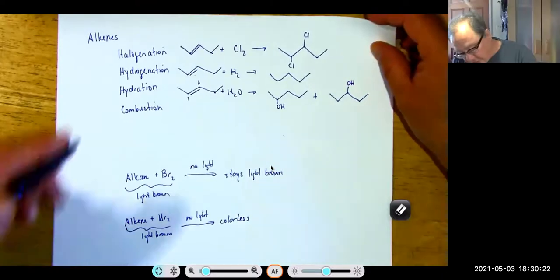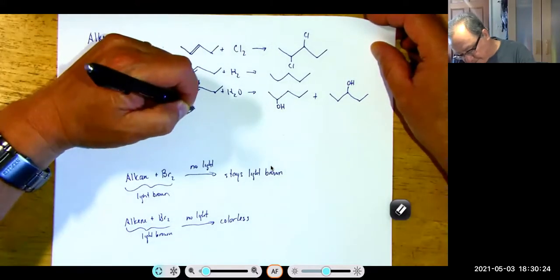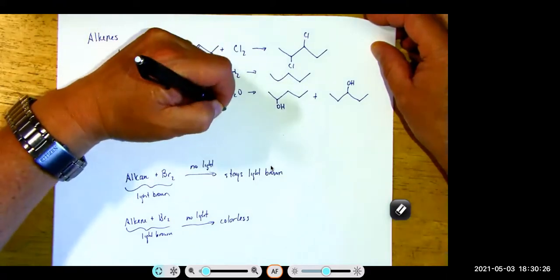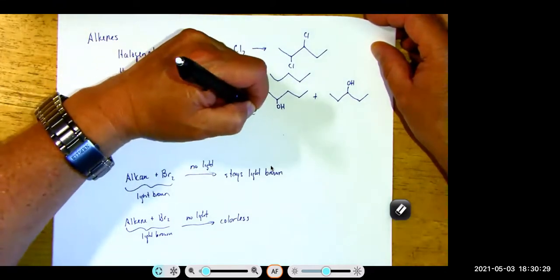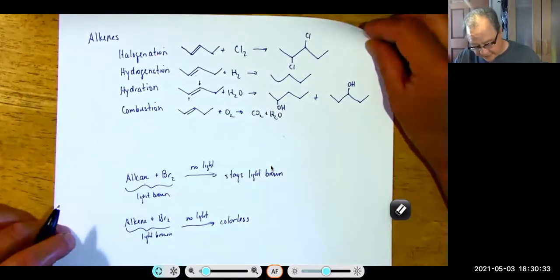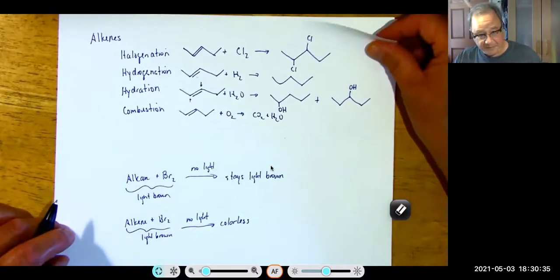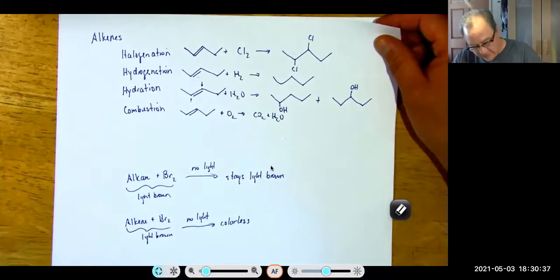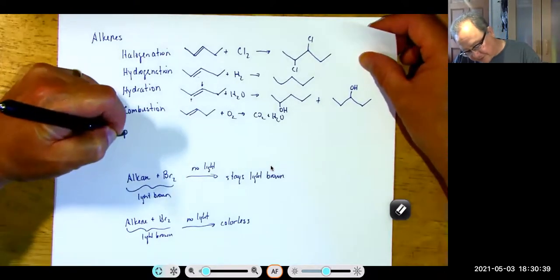And then combustion, of course, what's going to happen? Plus O2. And what do you get? CO2, H2O. There you go. So you should know these reactions with alkanes, plus one more. The other one is polymerization.